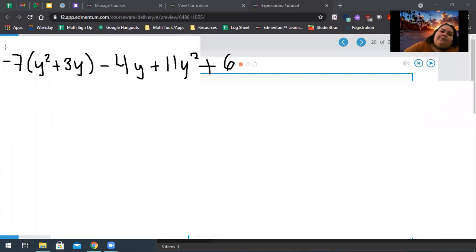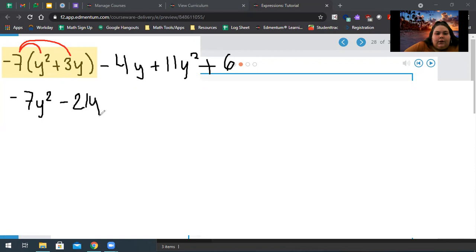So as we read it from left to right, I already have some work that I need to do here. That -7 is sitting outside of the parentheses. We can let it in by multiplying it in. So it'd be -7 times y squared, -7 times 3y. So if we write it out, we get -7y squared minus 21y, right?